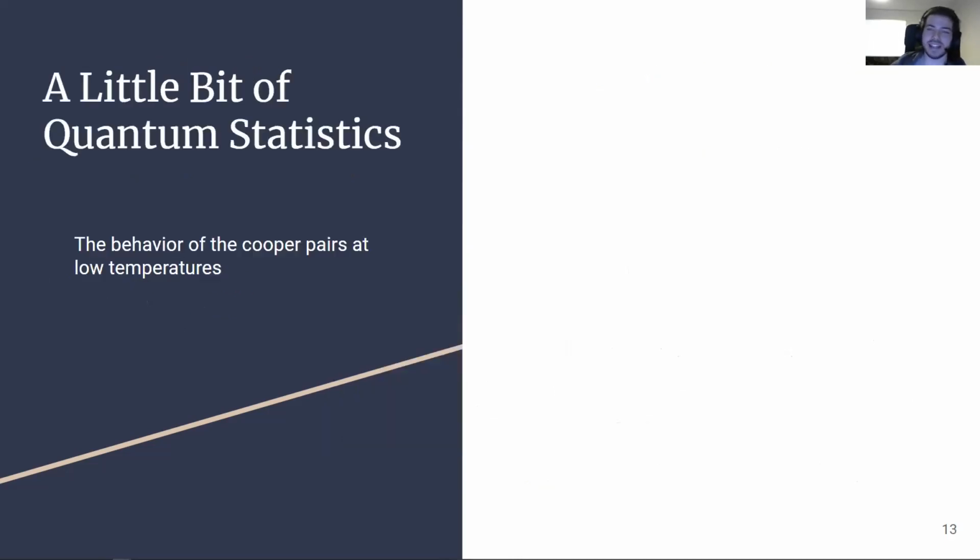Okay, so finally, before we finalize our discussion of the theory of superconductivity, a little bit of quantum statistics. So now we are hopefully convinced that we have Cooper pair formation at low temperatures. But why do the Cooper pairs behave differently than electrons? So why, when two electrons come together, do they act differently? We have already mentioned that Cooper used Fermi-Dirac statistics, and the particles which are governed by Fermi-Dirac statistics are called fermions, such as electrons, protons, neutrons.